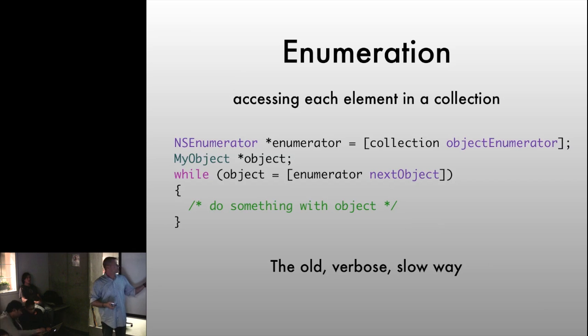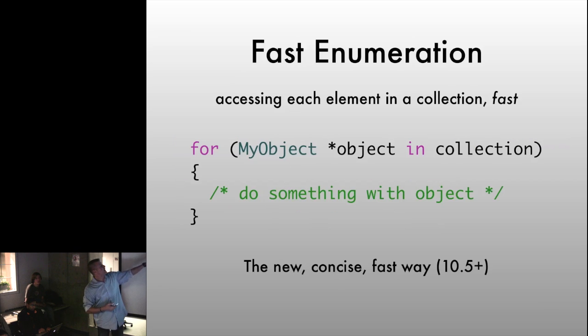So this is the old verbose way to do it. Objective-C 2, was it? It's since 10.5, I believe. Okay. Since 10.5, there's a new syntax for loops that go through a set of objects. Here's what it looks like.